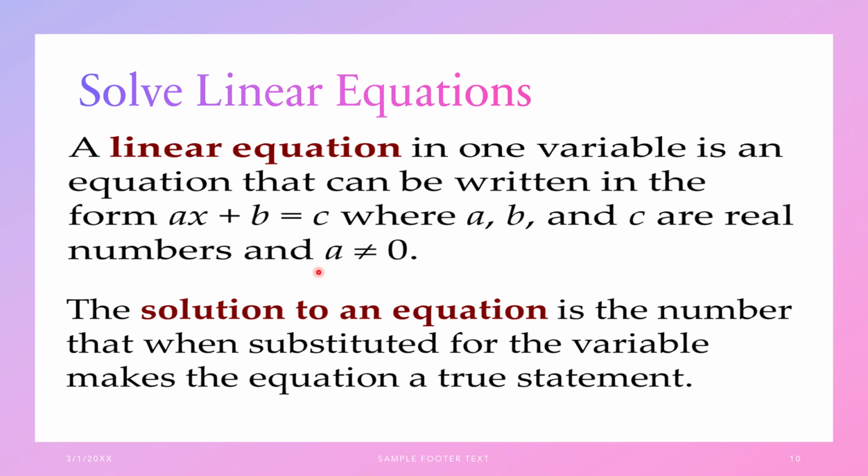Now, what is a linear equation in one variable? It is an equation that can be written in the form of ax plus b equals c, where a, b, and c are real numbers and a is not equal to 0. So the solution to an equation is a number that, when substituted for the variable, makes the equation a true statement.